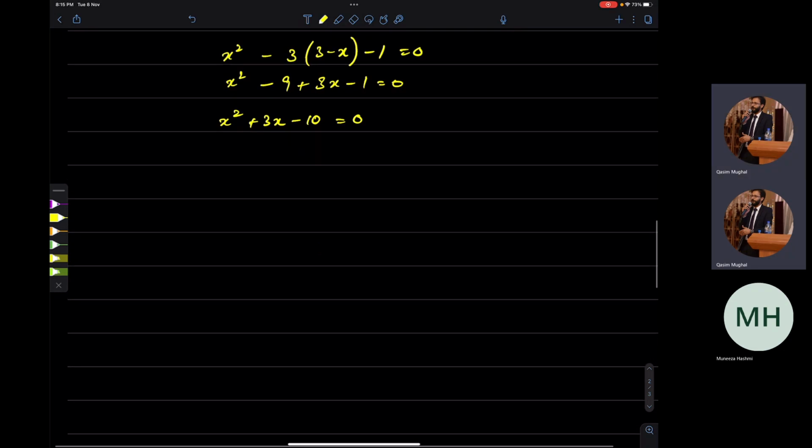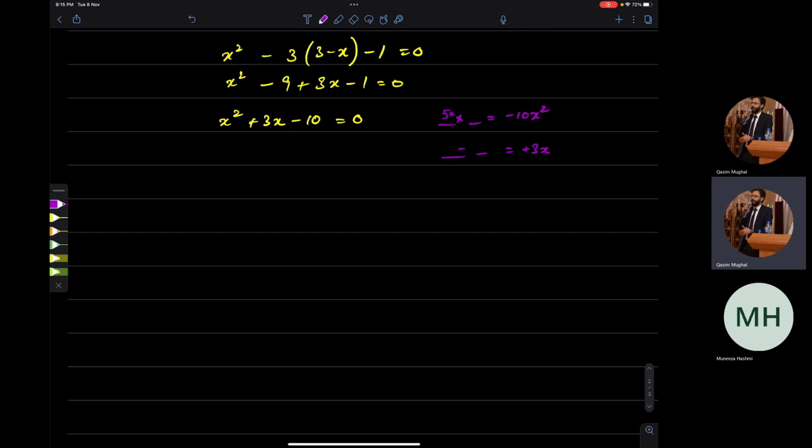ये middle term breaking method से हो जाएगा. So you need two numbers. When multiplied, you should get minus 10x squared. The product of the two numbers should give you minus 10x squared, and the difference of the two numbers should give you plus 3x. So 5x and minus 2x. ठीक हो गया? जी सर.